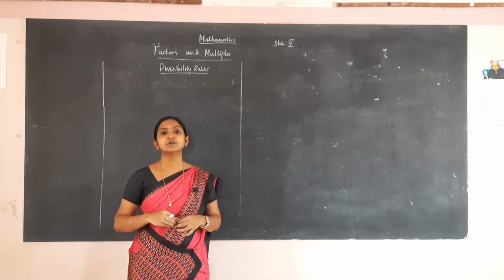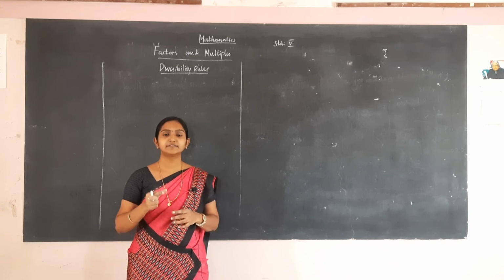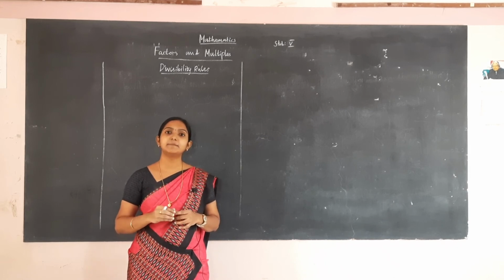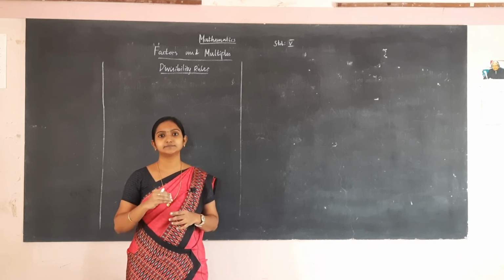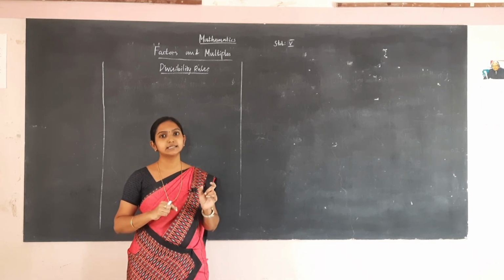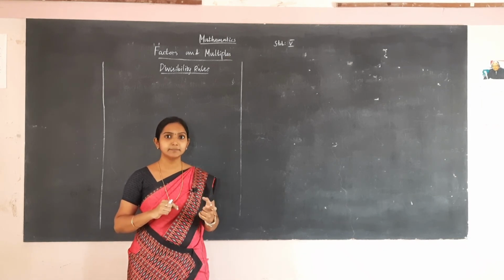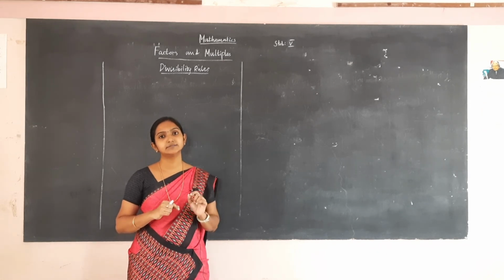We have to sum all the digits in the number. If that sum is divisible by 3, then the number will be divisible by 3.